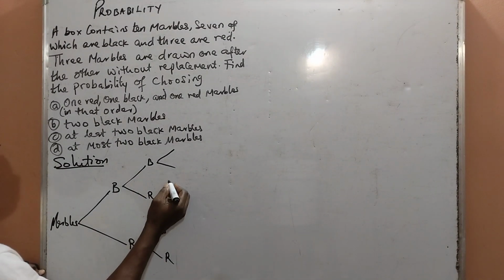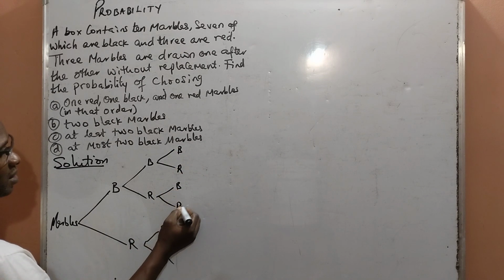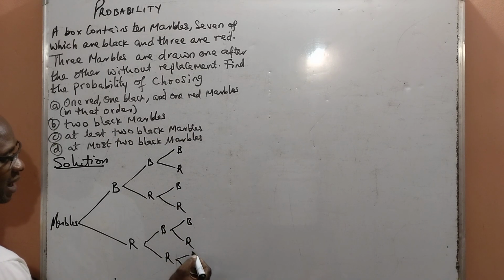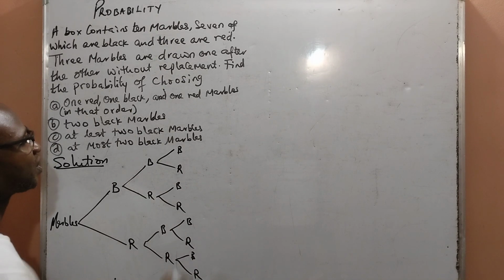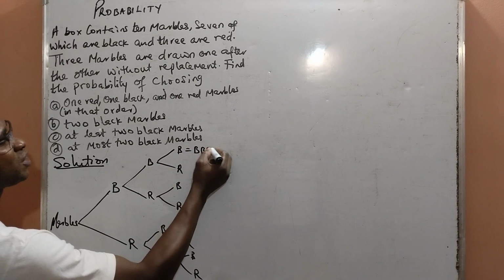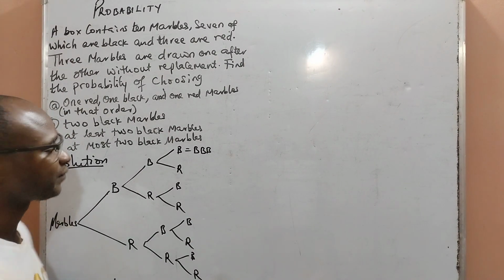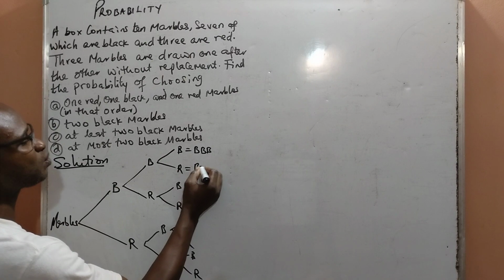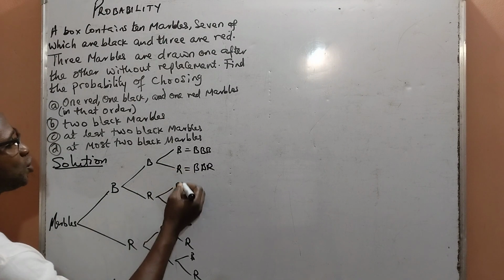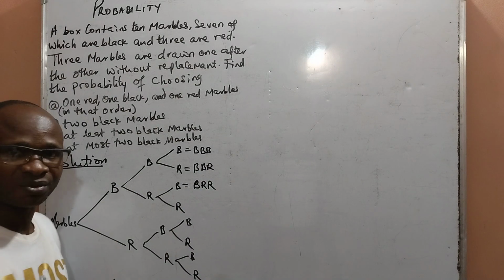So now I have again black, red, black, red, black, red. This is a 3 diagram. It means from the diagram, picking 3 marbles, it is possible for me to pick the 3 marbles one after the other, and all of them are black. I can pick the first one black, the second one black, and the third marble red. I can choose from the bag the first marble black, the second marble red, and the third one red.